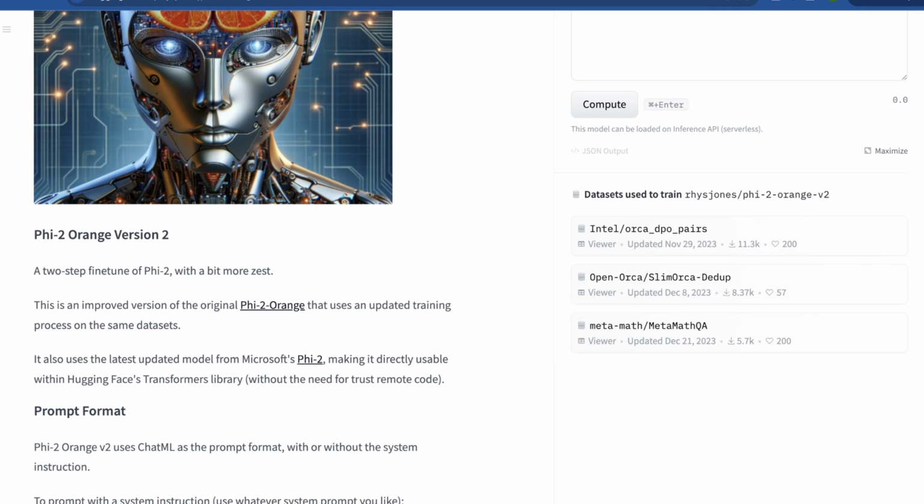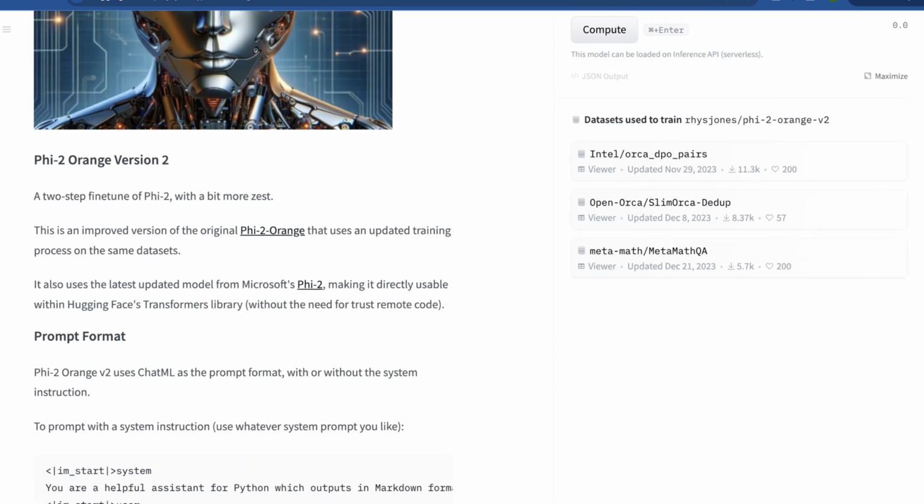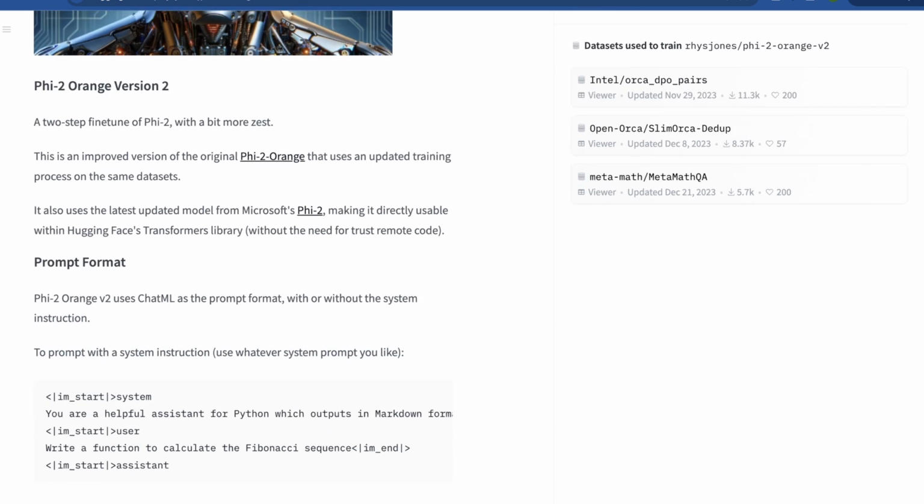One is that it uses Hugging Face's Transformers library, so executing it is actually quite easy. The other big update with this version of Phi-2-Orange version 2 is that it actually just uses ChatML as the prompt format, and the system prompt is a little bit more simple as a result of this.